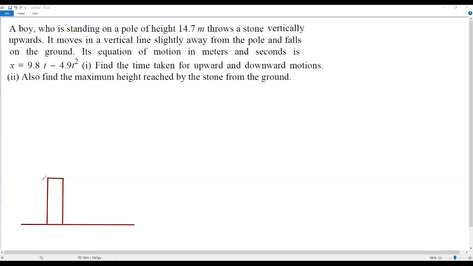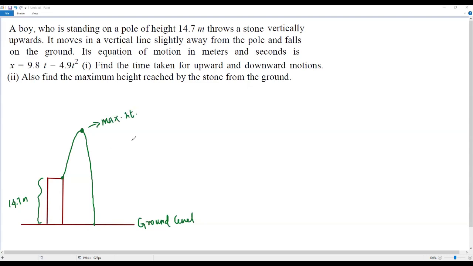Let me continue. So this is a pole of height 14.7 meters and this is the ground level. The boy is standing on the pole at a height of 14.7 meters from the ground level, and he throws the stone vertically upward. The stone goes vertically upward slightly away from the pole, reaches the maximum height over here, and comes back to the ground. So this is the maximum height.